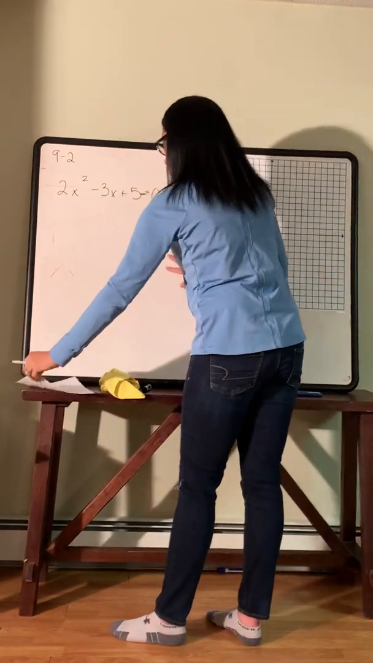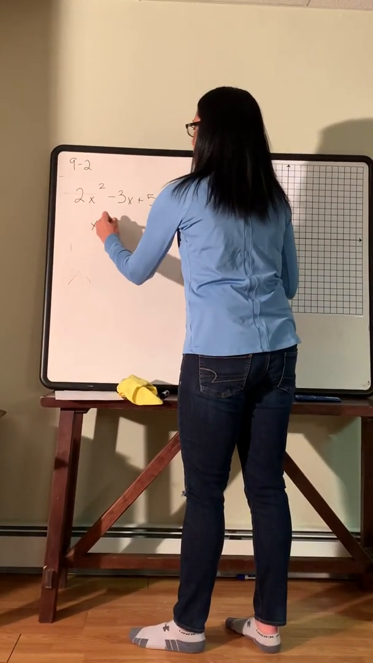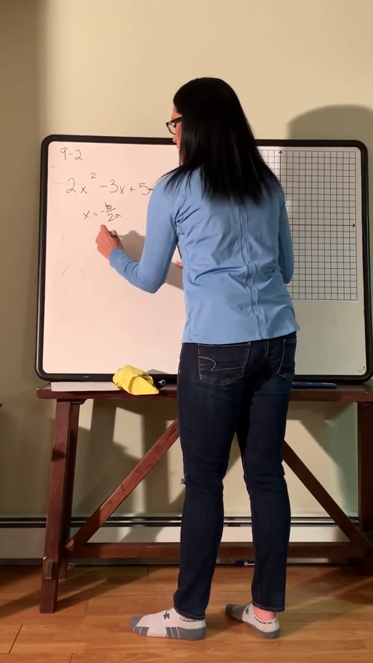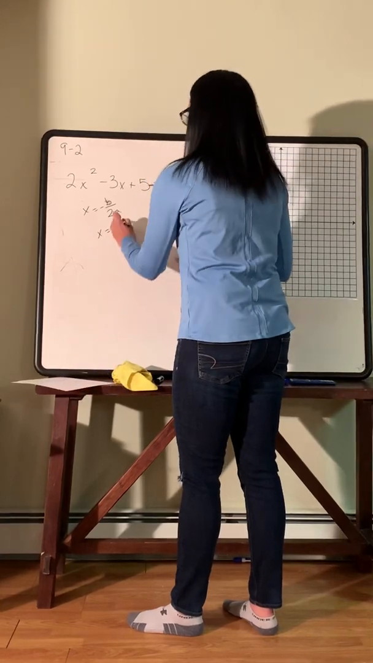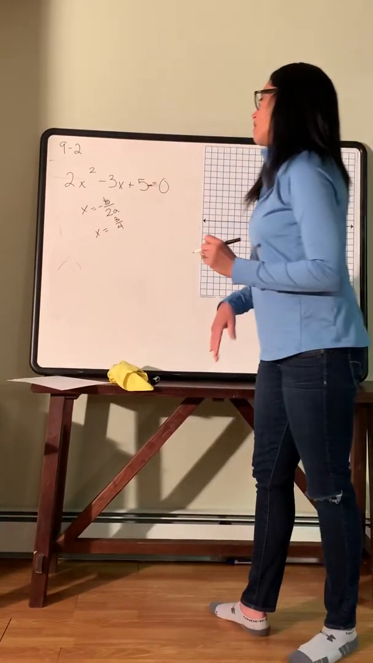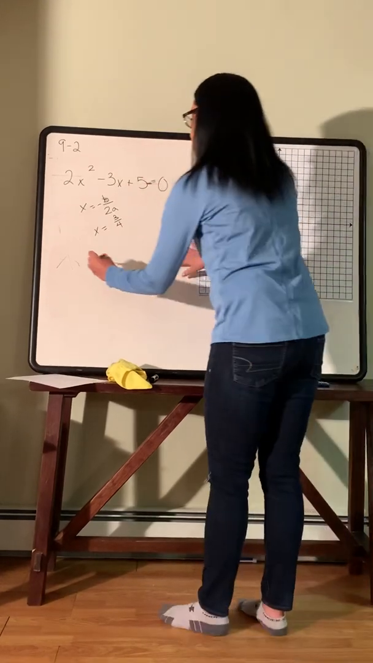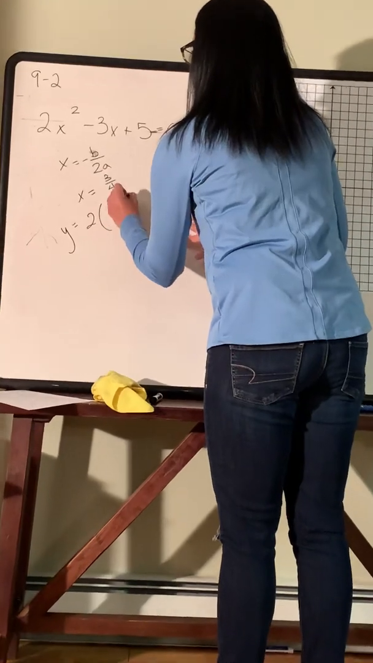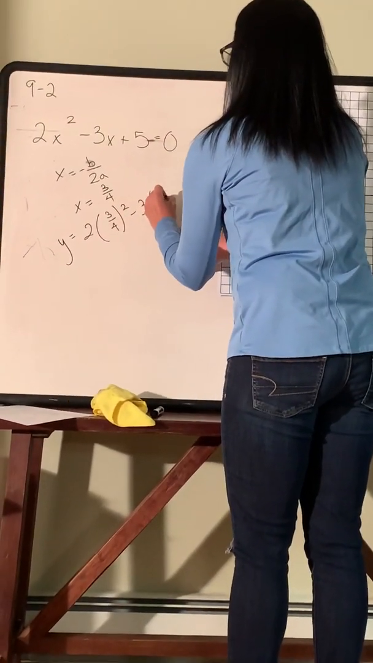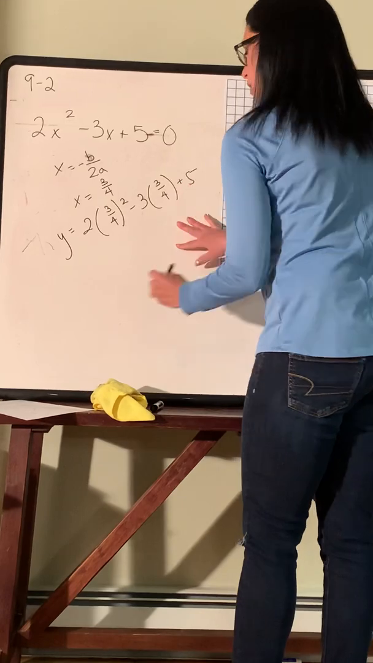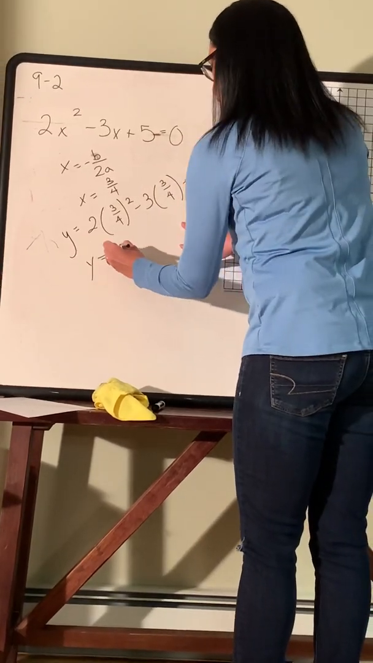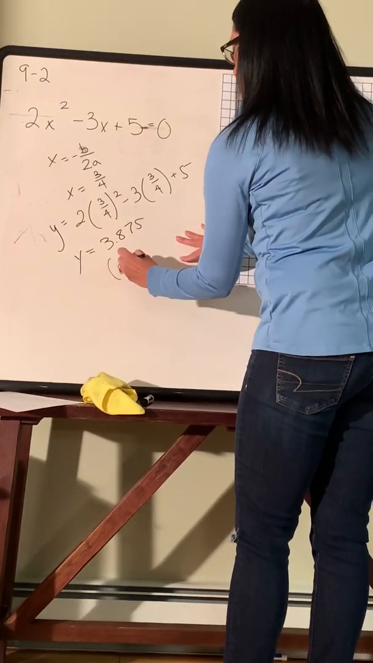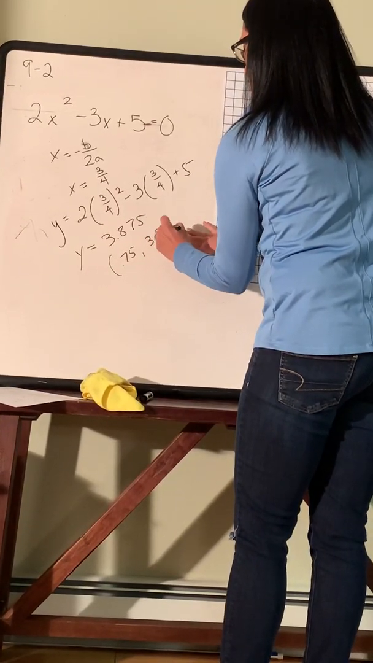So again, we start with our axis of symmetry. So x equals negative b over 2a. And when we solve that and plug it in, I wind up with 3/4 as my x coordinate. When I go back and plug that in, when you solve that, you wind up with y equals 3.875. So your axis of symmetry is 0.75 and 3.875.